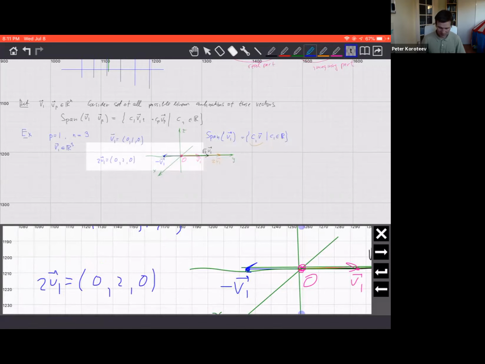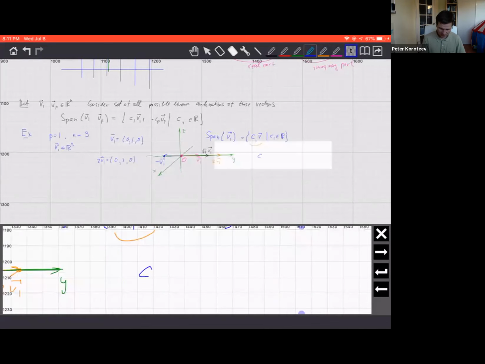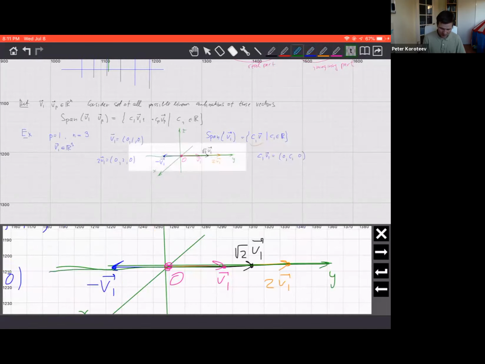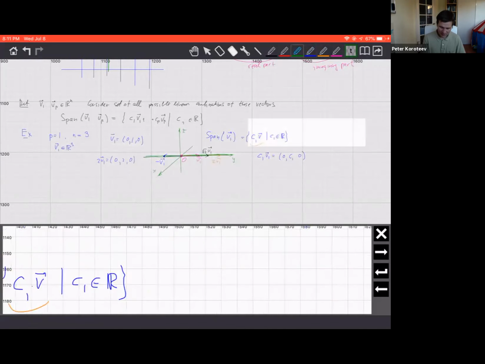And then if you multiply it by any number, vector C1 times v1 will have components 0, C1, 0. And C1 can be any number, so you will recover all points on this line, on the y-axis. Therefore the span of a single vector is a line, right? We can also say that this is the same as R, as a set. Do you agree? Is that clear?